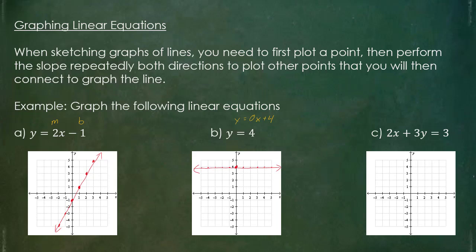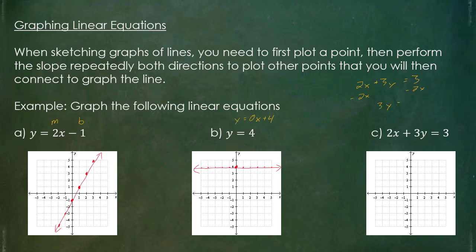We move on to the third one here, 2x plus 3y equals 3. What I might recommend with that is to do a little side work and get it into slope-intercept form. So with this, I would go ahead and subtract the 2x first.